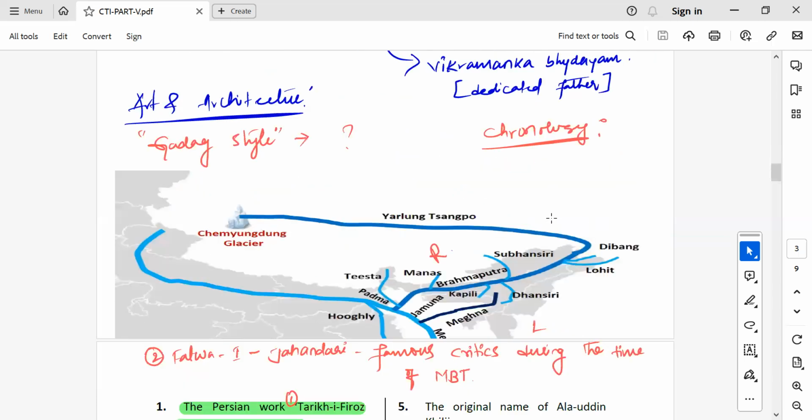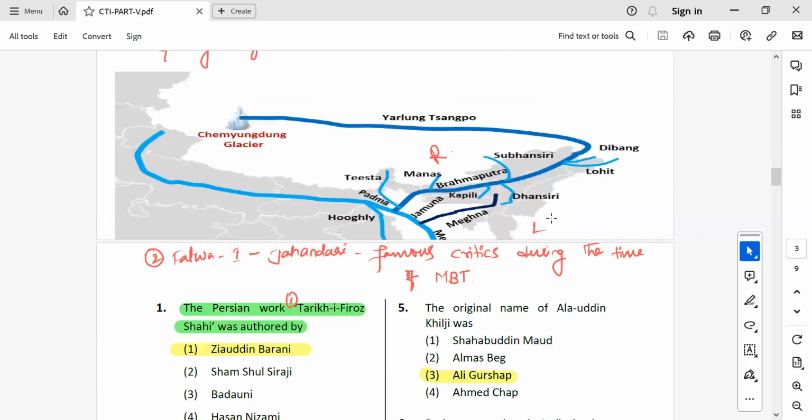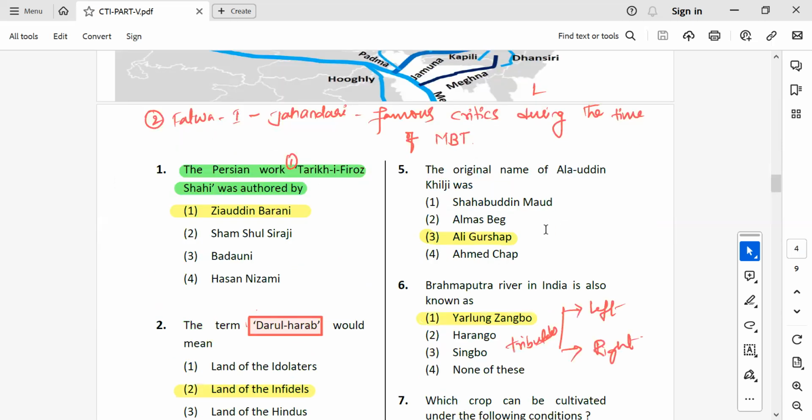After listening to this lecture, kindly go and read the state level books. It will be very nice, because I think the NCERT books have not given much importance to these South Indian kingdoms. So I suggest you read the state level syllabus books, which cover them in detail and which are required for the exam as well.